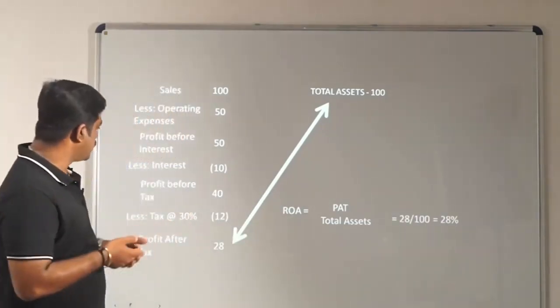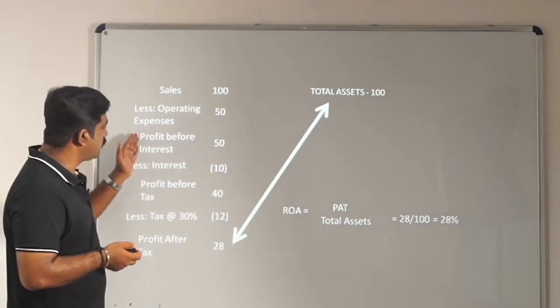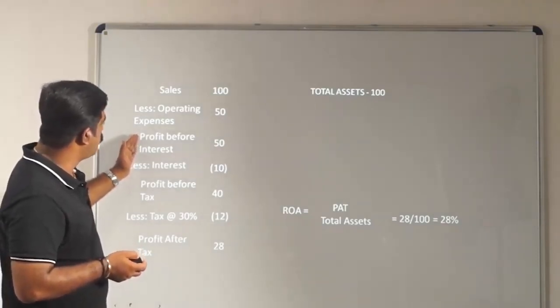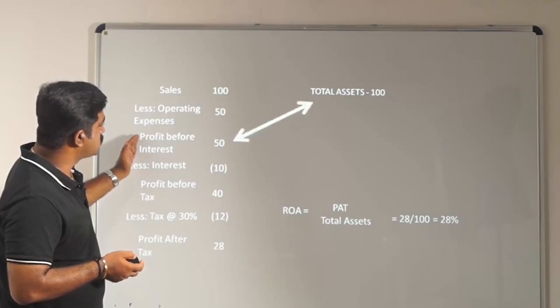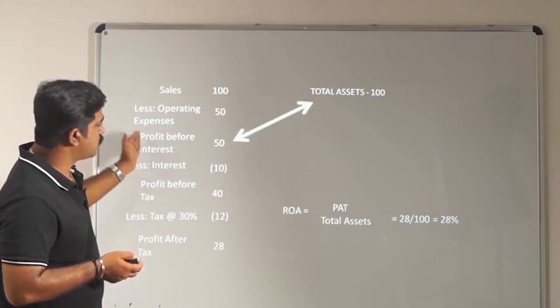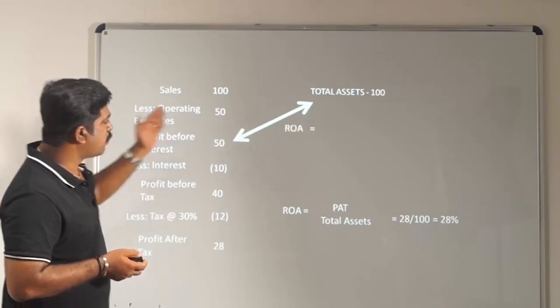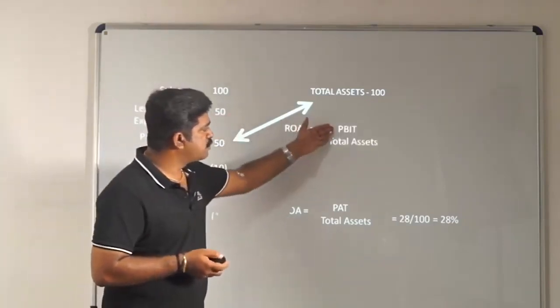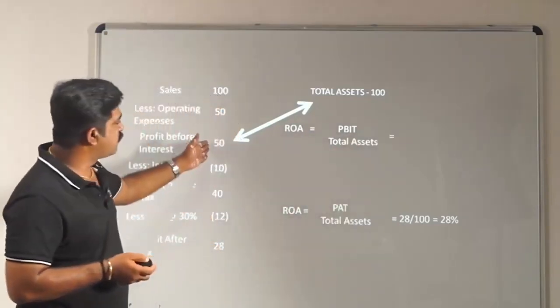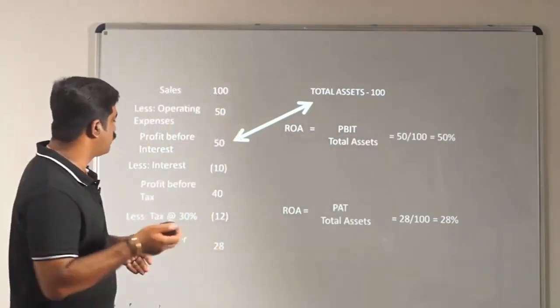Then we can also have the second formula where we'll take profit before interest. So there the focus will be on profit before interest and total assets. In that case, the formula will be profit before interest by total assets. Return on asset will be profit before interest, PBIT, divided by total assets. So it's going to be 50 divided by 100 into 100, so 50%.